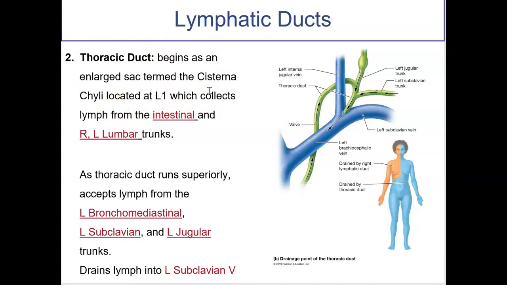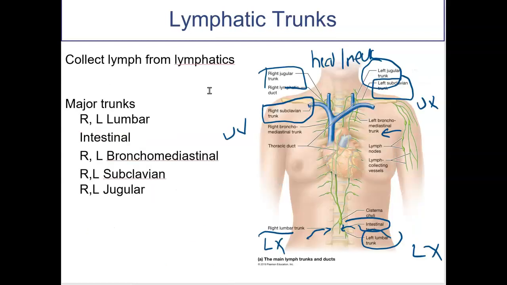So when I was showing you those trunks, and we were looking at the abdomen, notice if we were to follow, there's the left lumbar, the right lumbar, and the intestinal. If you look, you'll see how they all kind of lead into this sac-like structure right here. That's known as the cisterna chyli.